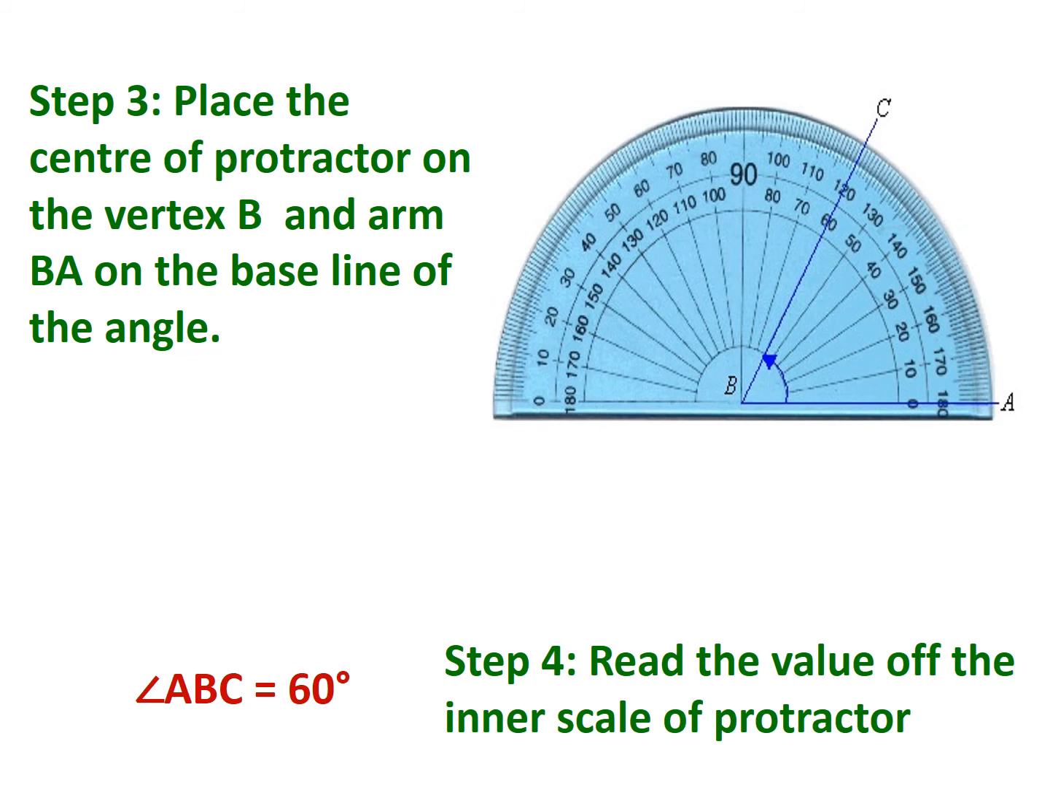Then we use the inner scale to measure the angle ABC as the arm AB passes through the zero of the inner scale. This is also an important point you have to notice. Then step 4, following the inner scale around the protractor, we find that the other arm BC passes through the inner scale at 60 degrees. So the measurement of angle ABC is 60 degrees.